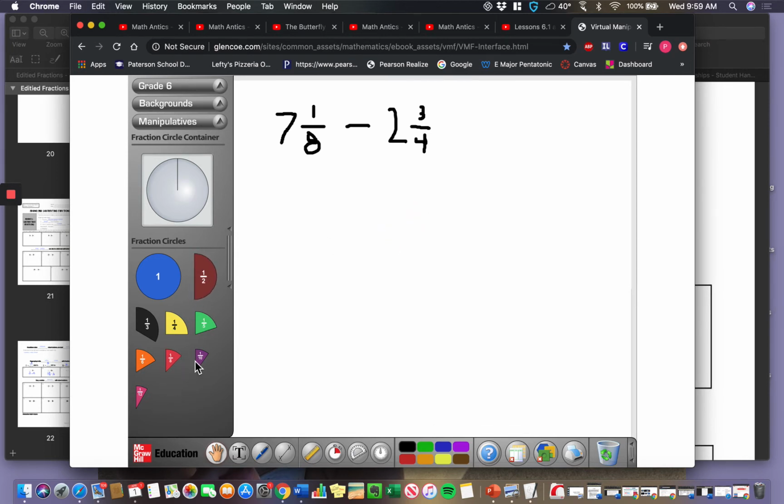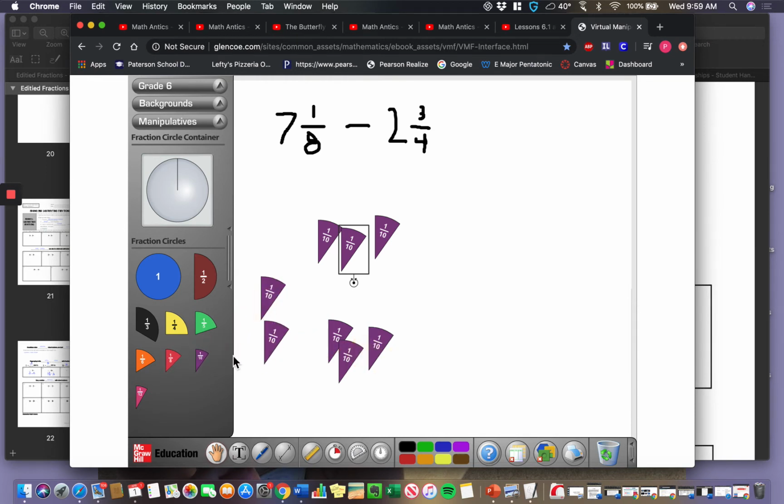So if I go ahead and take tenths, you can see that as I start to do this, I'm going to try to make one whole. And this is only going to be one part. So I have 1, 2, 3, 4, 5, 6, 7, 8, 9, 10. Now I could start putting these all together, right? And it's going to make a whole.